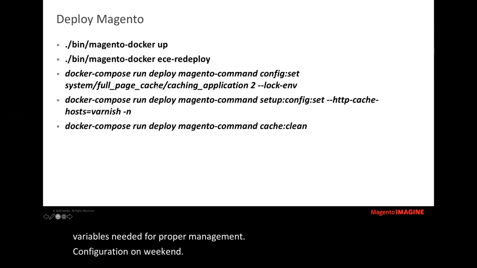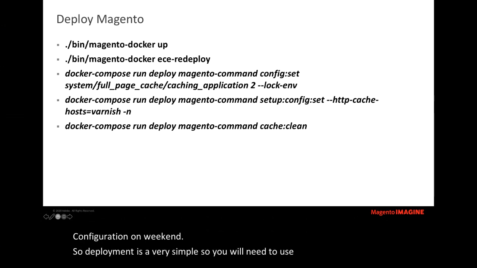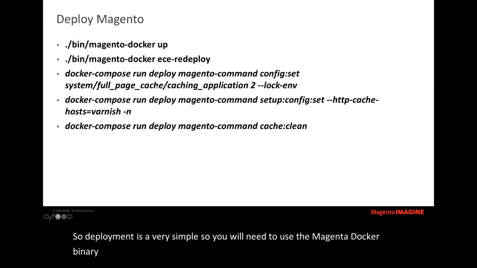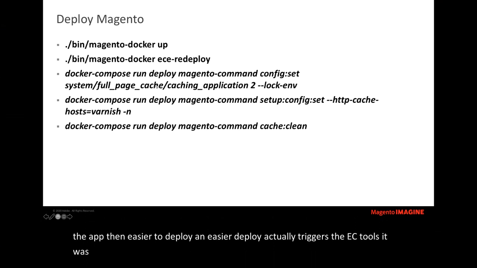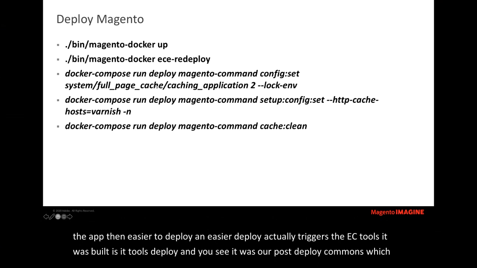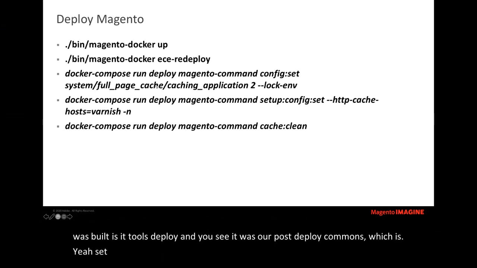Deployment is very simple. You will need to use the Magento Docker binary file, located in the bin folder in your project. You run it to start the app, then run ece-redeploy. ece-redeploy triggers the ece-tools build, ece-tools deploy, and ece-tools post-deploy commands, which get your Magento installed and running.